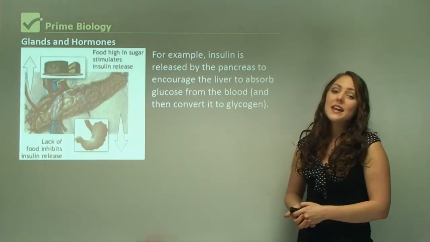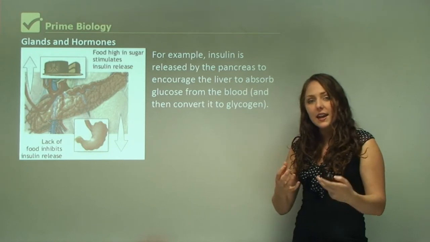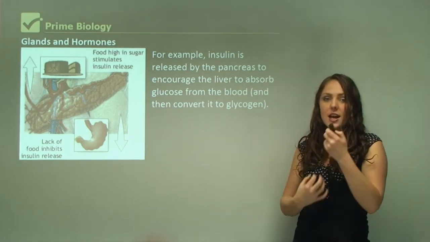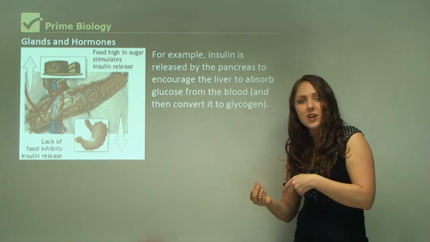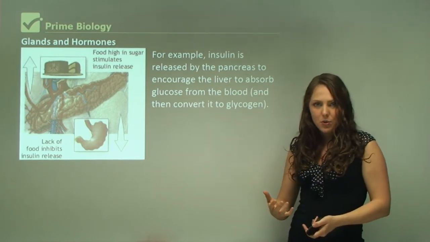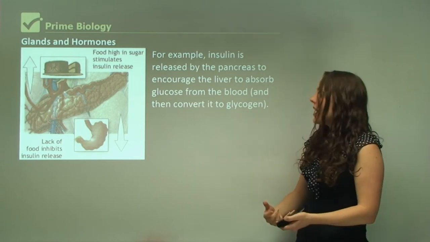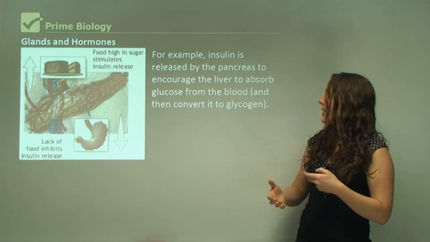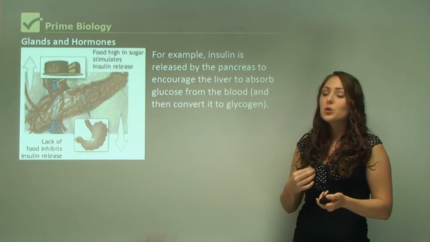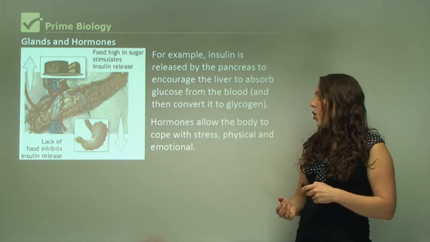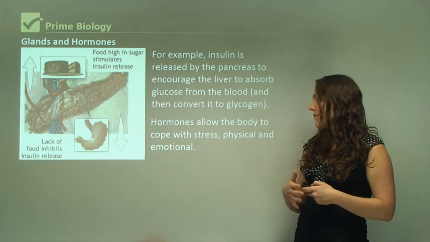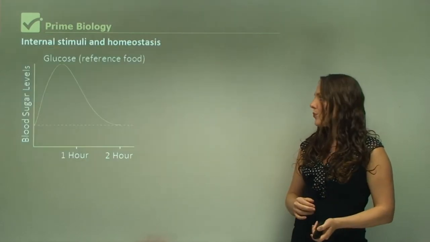For example, insulin. When we eat food, we ingest different types of products in that food. One of them is sugar. When we have excess sugar in our body, insulin is released, and its aim is to encourage the liver to absorb glucose from the blood and then convert it to glycogen. Hormones allow the body to cope with stress, physical and emotional.